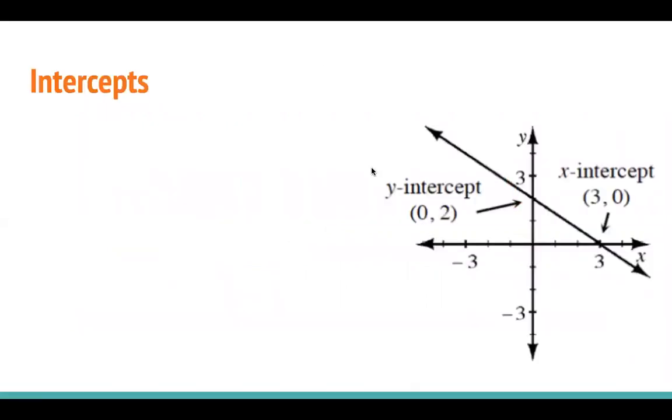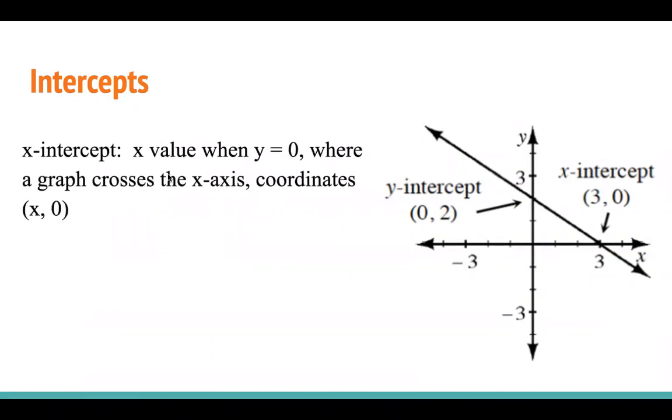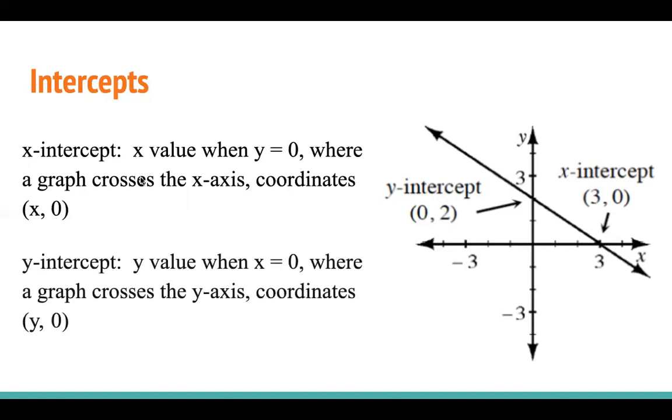When we're looking at a graph and we have the intercepts, the x-intercept is the x value when y is 0. It's where the graph crosses the x-axis, so the coordinates are always like x comma 0. The y-intercept is the y value when x is 0. It's where the graph crosses the y-axis and the coordinates are y comma 0.